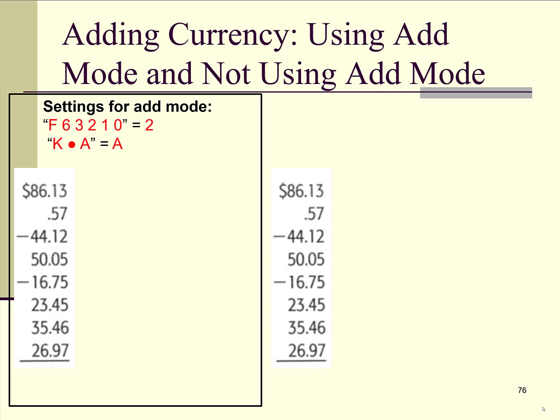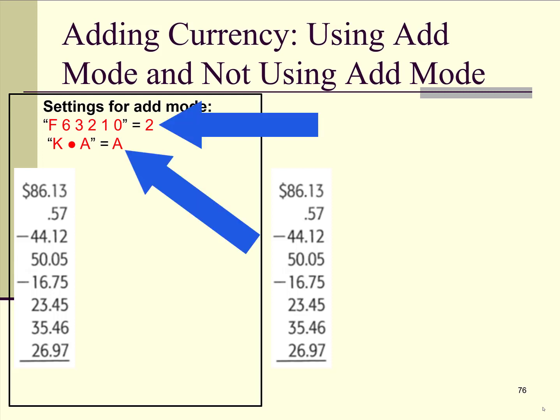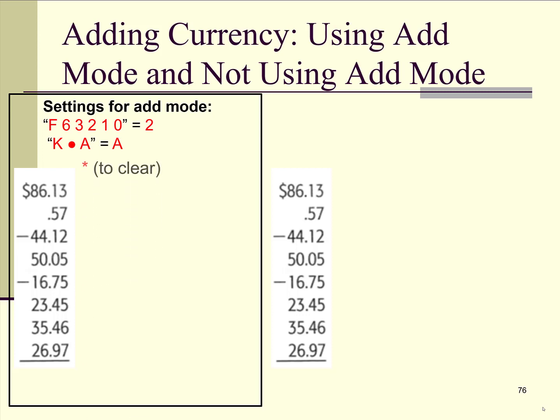So again, make sure your decimal selector is set to 2. Your K.A switch is set to A because we're going to use the add mode. And again, the add mode means we're not going to enter the decimal. So to start off, we're going to clear it. Since we're using the add mode, that means we're not entering the decimal.